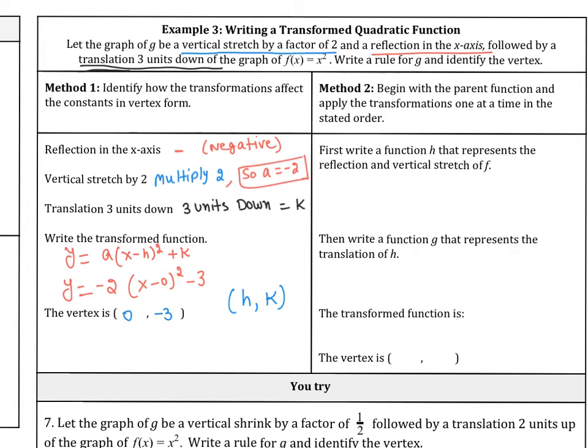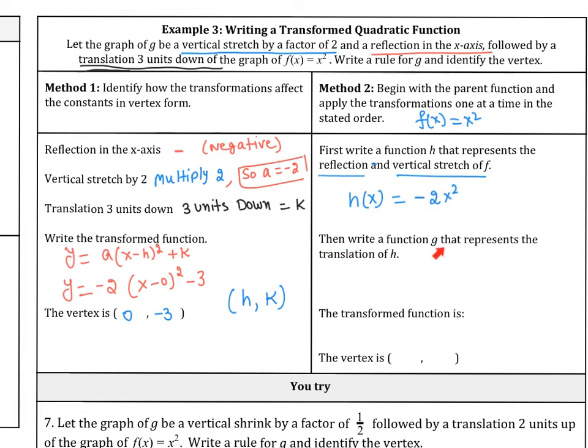For method 2, first write the function h that represents the reflection and vertical stretch. Reflection means you write a negative sign, and vertical stretch means you write 2 x squared. Remember, this is my parent graph. From the parent graph, the graph that is vertically stretched by 2 and reflected over the x-axis is negative 2x squared.